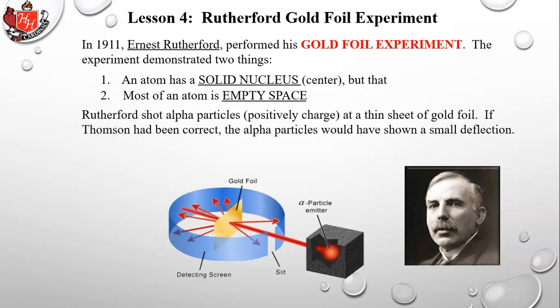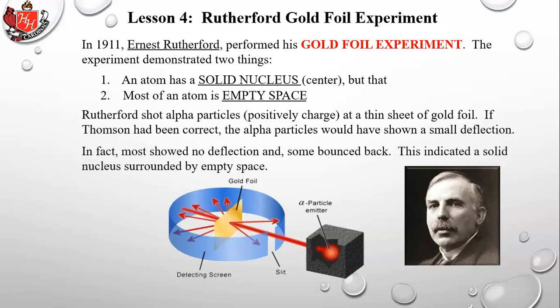If Thomson had been correct, the alpha particles would have shown small deflection. They would have gone right through it. They would have just pretty much passed right through it. In fact, most showed no deflection, and some bounced back. This indicated a solid nucleus surrounded by empty space.